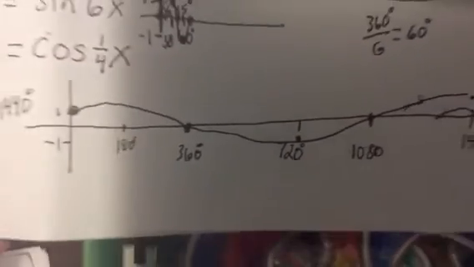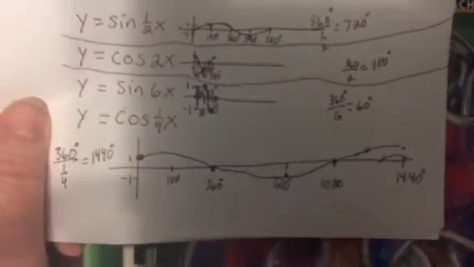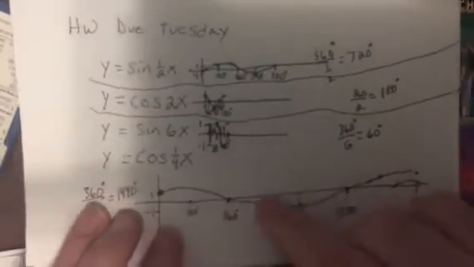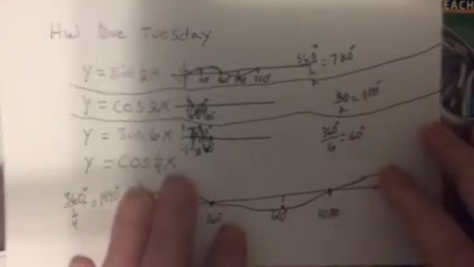And then 1/4 x. Wow! Look at that. So 360 divided by 1/4 is 1440. So every 360 degrees is an important point. That's a big one.